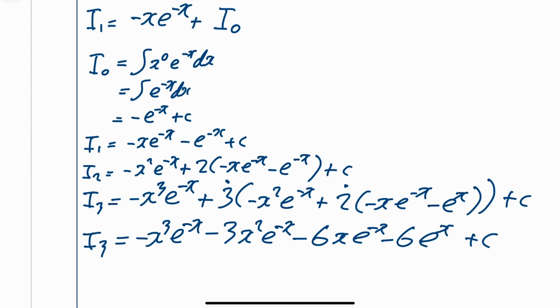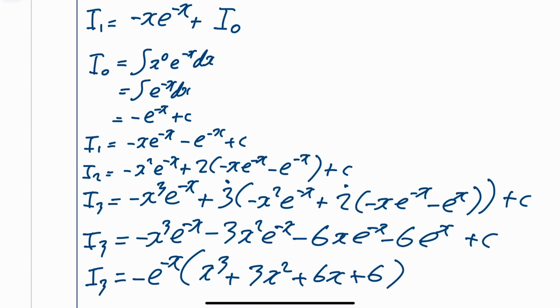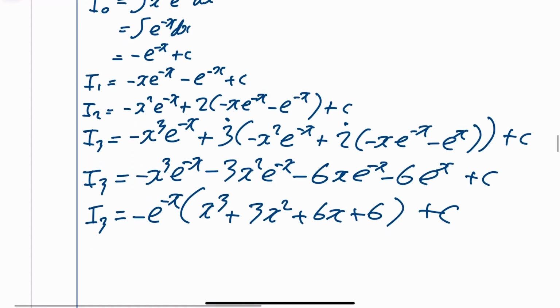And what you could do as well, for this one, to make it a wee bit prettier, is pull out minus e to the minus x, which would leave you x cubed plus 3x squared plus 6x plus 6, and then plus your c at the end.